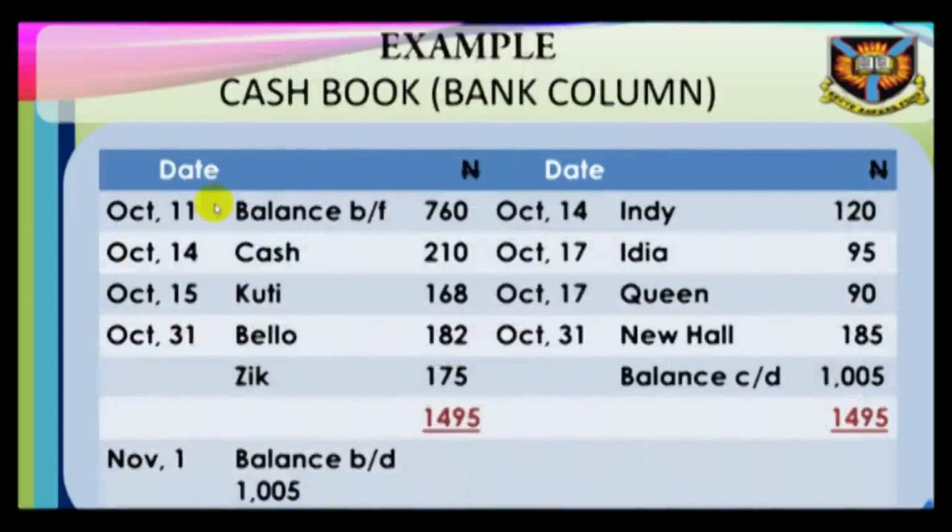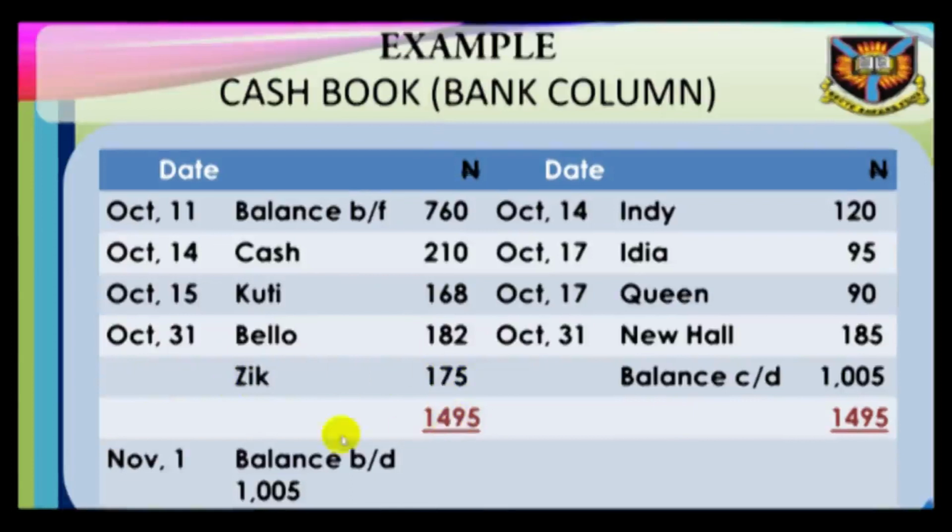Example, cash book, bank column. On the debit side, October 11, we have balance brought forward of 760. October 14th, cash 210. October 15th, Kuti 168. October 31st, Belo 182. Zik, also on the 31st of October, 175.